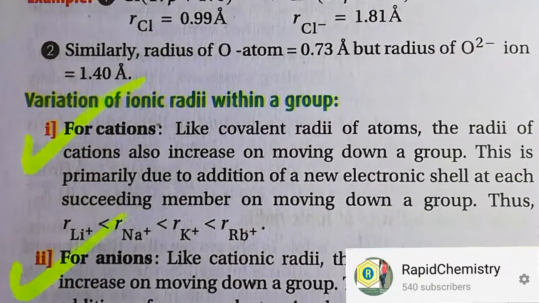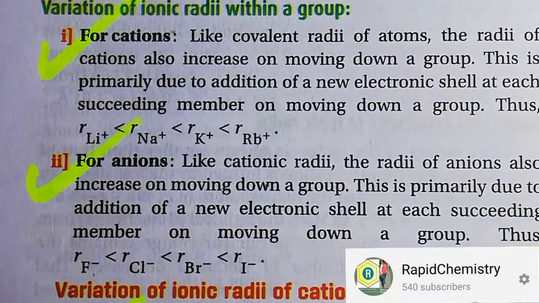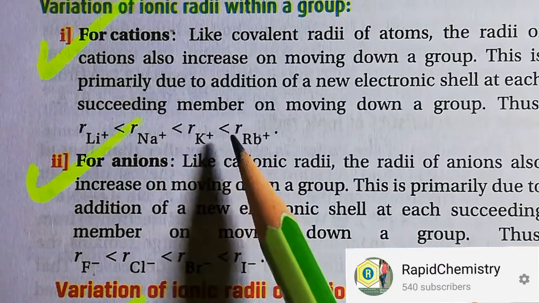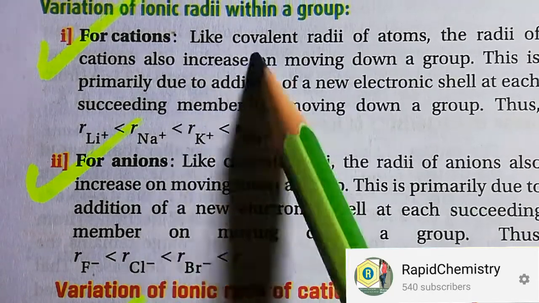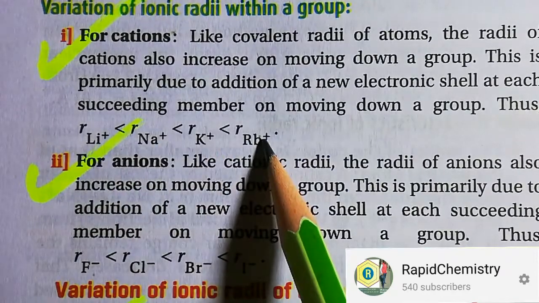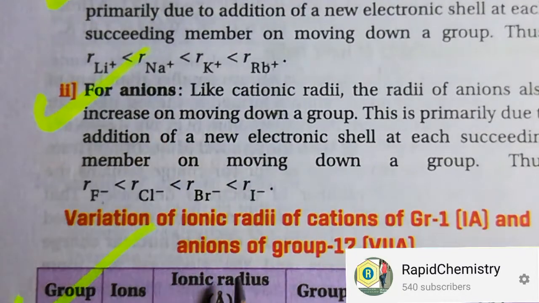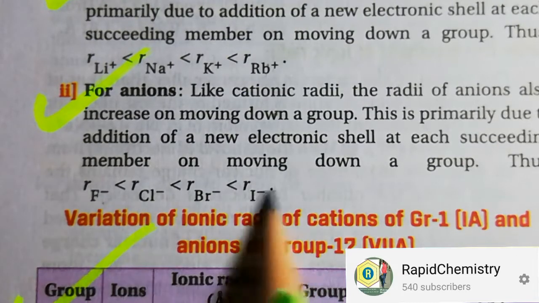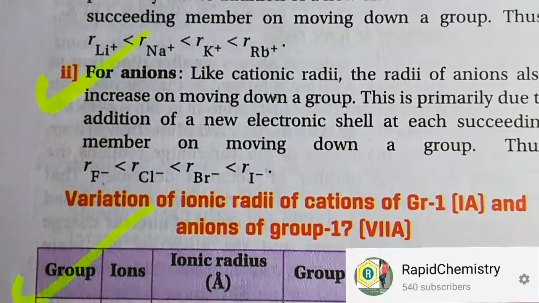Okay, so next, the variation of ionic radii within a group. In a group, as we go down, say for group 1 written here, the size of the cations increases as we move from top to bottom. So lithium to sodium, sodium to potassium, potassium to rubidium, the size increases. And for anions, similarly, as we move from top to bottom, the size of the anion also increases due to the addition of newer shells.